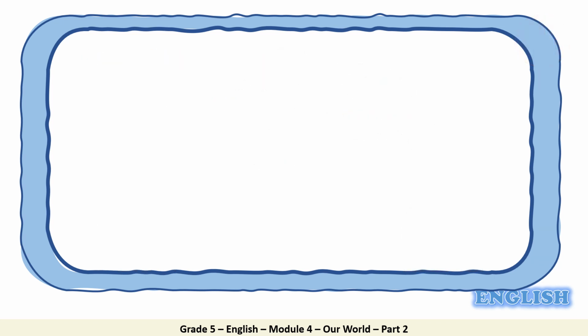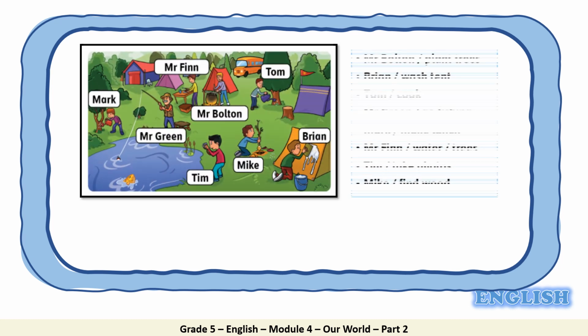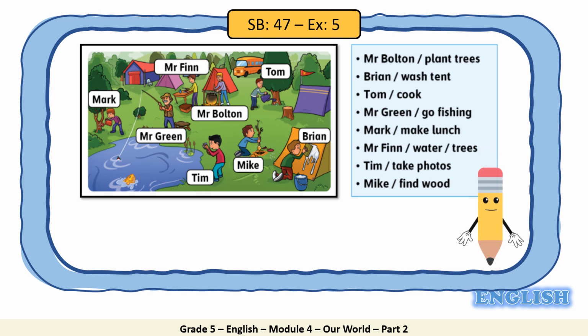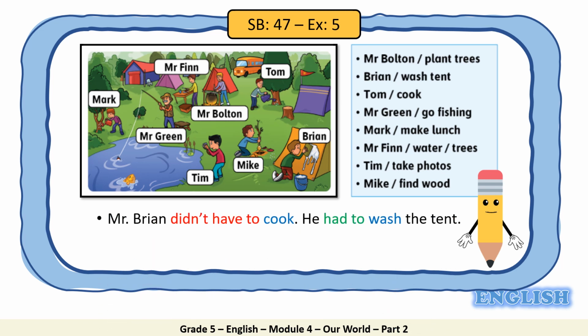For the last activity for today, I want you to go back to the picture in exercise 5, but this time we are going to write. I want you to choose one of the people in the picture, then write one sentence to describe what he had to do and another sentence to describe what he didn't have to do. I will go first and I will show you an example. I will choose Mr. Brian. Can you see him? He's the one on the right. Mr. Brian didn't have to cook. He had to wash the tent.